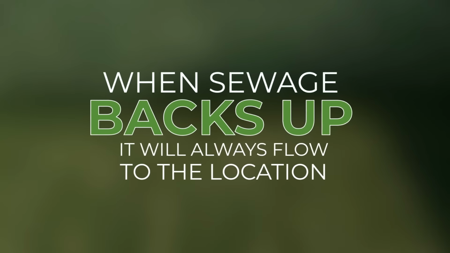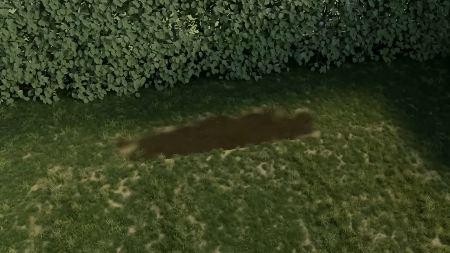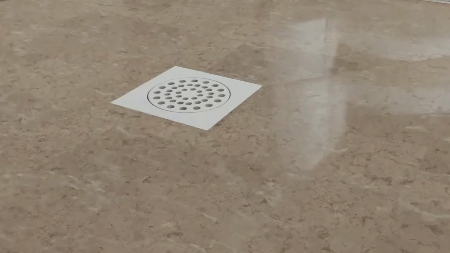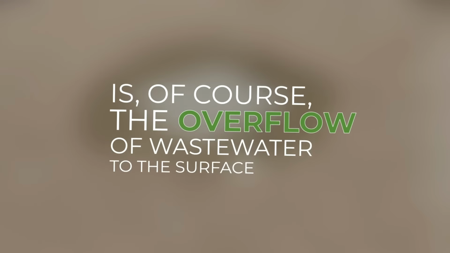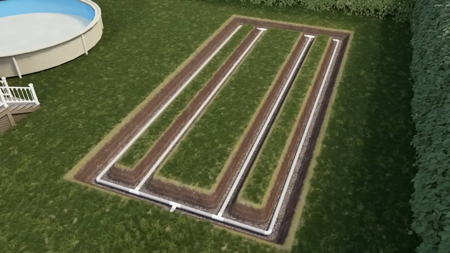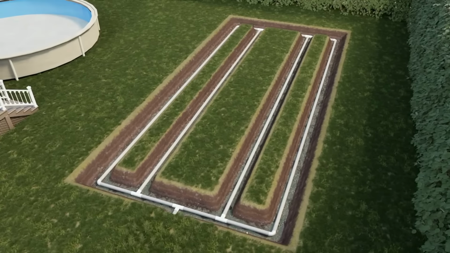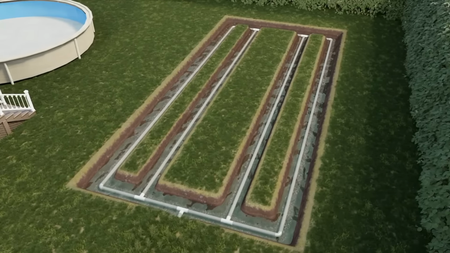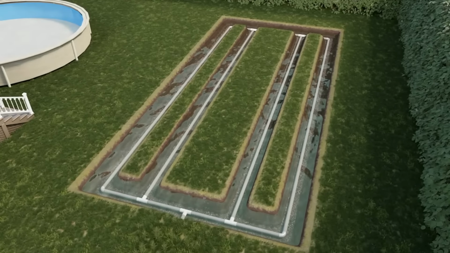When sewage backs up, it will always flow to the location that offers the least resistance. This may be where the earth fill of the leaching field is, through the septic tank lids, or even inside the house. The most obvious sign of a failing leaching bed is, of course, the overflow of wastewater to the surface. If the receiving soil in the leaching bed cannot accommodate any more water, the effluent will rise to the surface of the soil or, in some cases, flow out the end of the trenches. The main reason the effluent stops flowing is because too much BIOMAT is being produced.